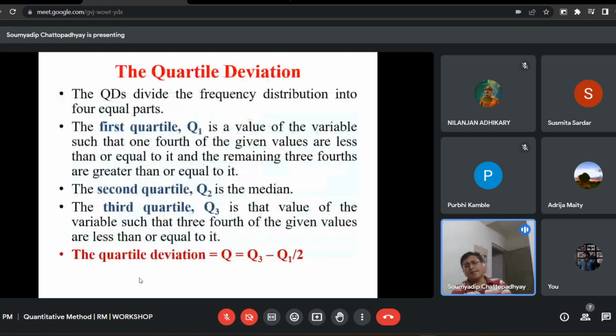Quartile deviation is another important measure of dispersion, and here there are three different quartiles which we generally consider. One is the first quartile, the value of the variable such that 1/4 of the given values are less than or equal to it, and the remaining 3/4 are greater than or equal to it. The second quartile is the median, the middlemost value, and the third quartile is the value such that 3/4 of the given values are less than or equal to it. Quartile deviation is defined as Q3 minus Q1 divided by 2.